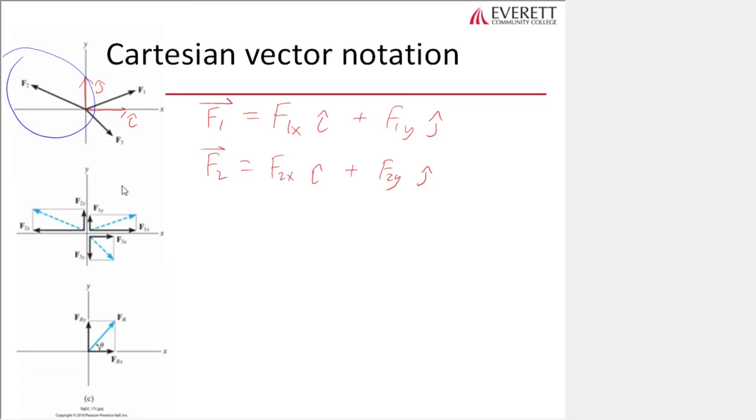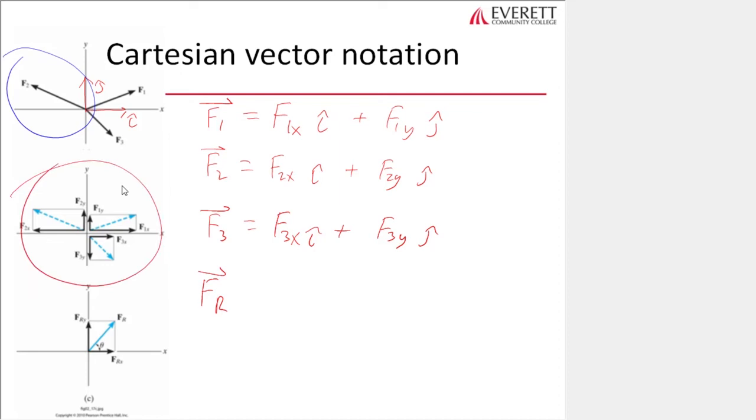Okay, and then I would have f3 equals f3x i plus f3y j. So basically what we've done is the second picture. In the second picture, we've taken each of those 3 blue vectors, and we've made each vector into 2 vectors. So now we have 6 vectors. Each vector has just an x or a y direction. Then we're going to add up those 6 vectors, 3 in the x and 3 in the y direction.